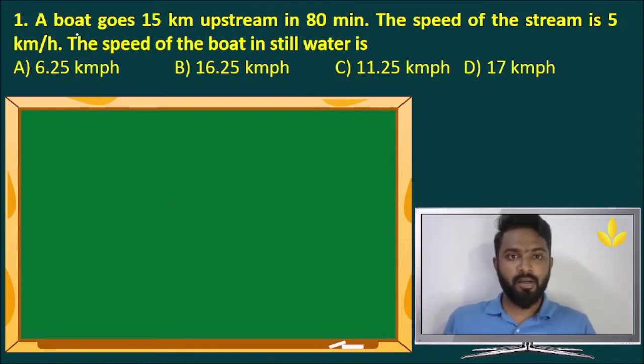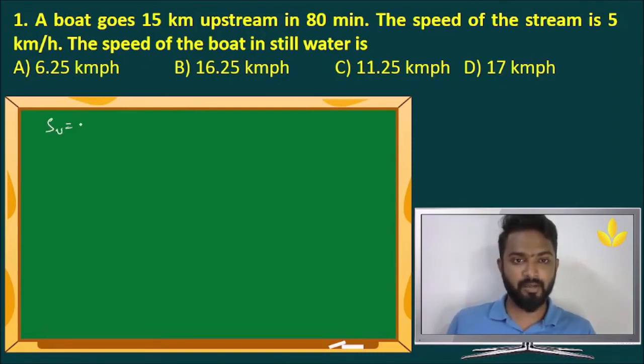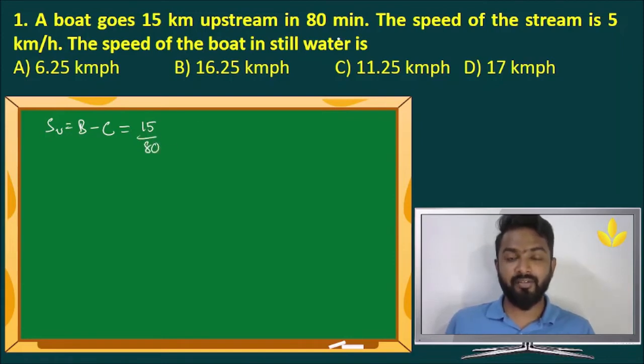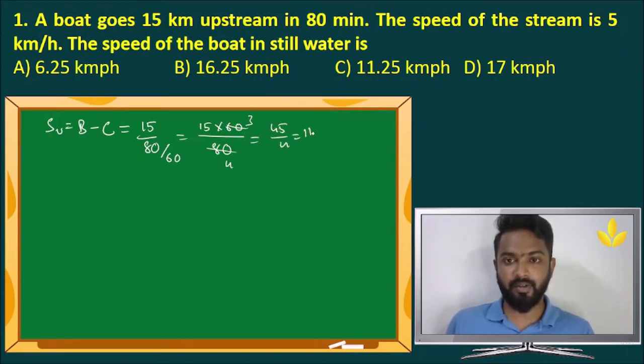Question number 1. A boat goes 15 kilometers upstream in 80 minutes. Okay, so upstream speed is nothing but b minus c, that is distance by time, that is 15 divided by 80. You cannot have 80 minutes, so we convert it to hours. Minutes to hours is divided by 60. So we have 15 into 60 divided by 80. So we have 4 and 3. That is 45 by 4, that is 11.25. This is the upstream speed totally.